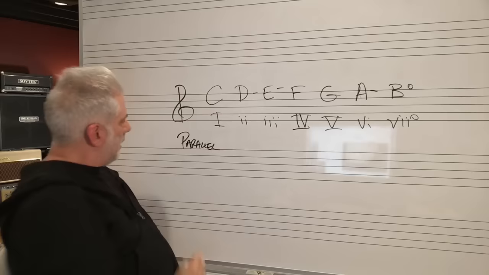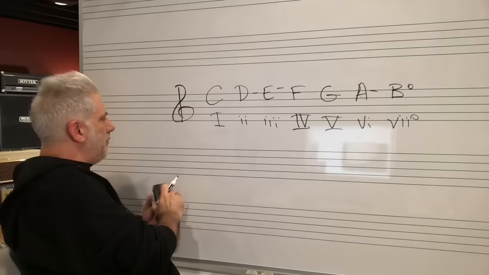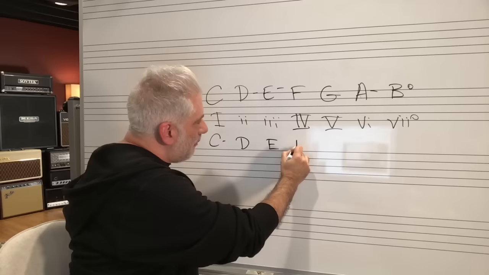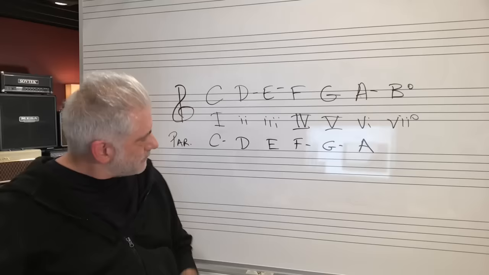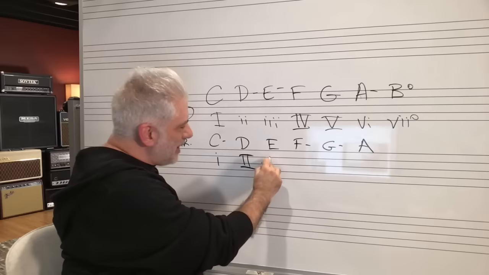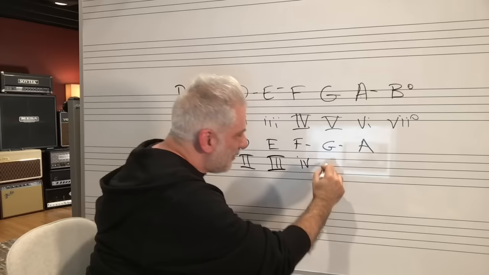Man, I can't spell parallel very well. I'm just going to write P-A-R. Parallel. Okay, so let me talk about your parallel chords here. You'd have C minor, D major, E major, F minor, G minor, A major, and we won't worry about B. Okay? So these are all your parallel majors and minors. So you've got one minor, two major, three major, this is fun, four minor, five minor, six major, right?